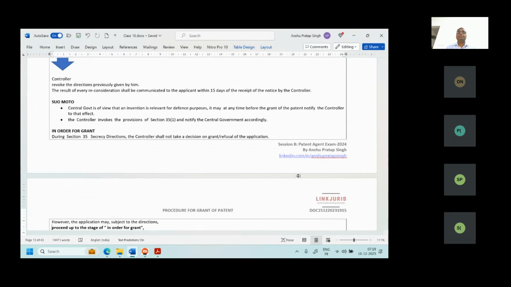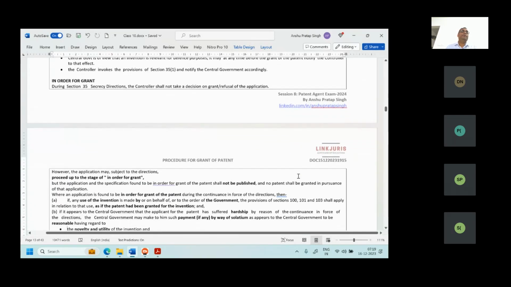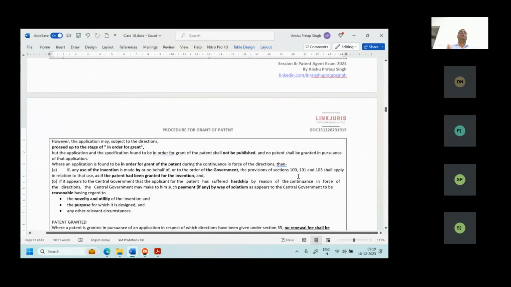Okay. Now, government can suo moto also do this. In order for grant, if you are in secrecy direction, your application can move forward up to the stage of in order for grant, but it will not be published. And no patent can be granted till it is in secrecy direction.